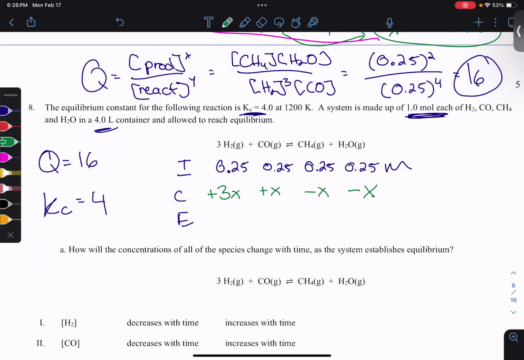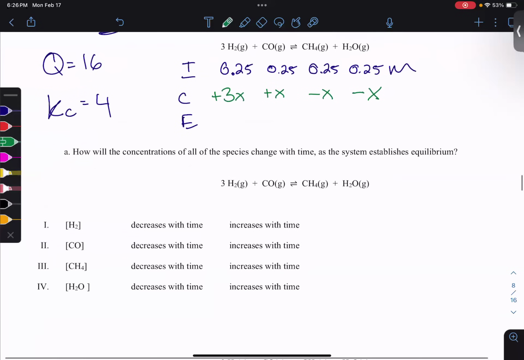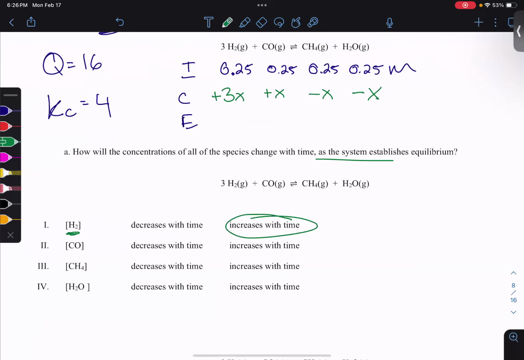So I don't actually want you to solve this for equilibrium concentrations. Instead, I want you to reflect on what all of this means. How does the concentration of all the species change as the system establishes equilibrium? Your hydrogen concentration does what? Increase or decrease? Increase. CO also going to increase. CH4 is going to decrease, and water's going to decrease.